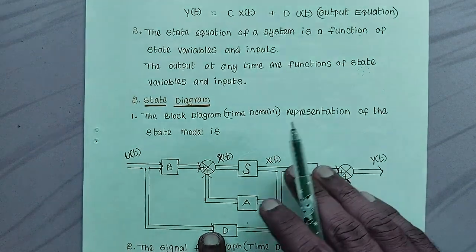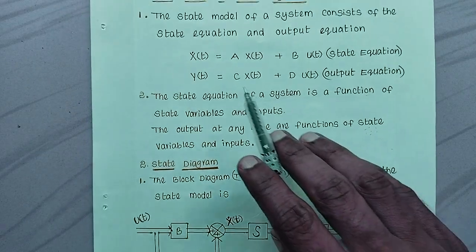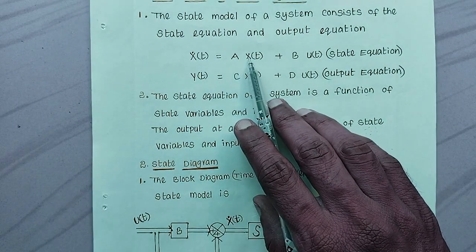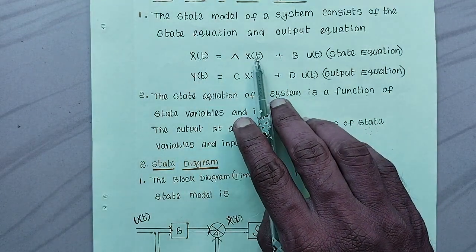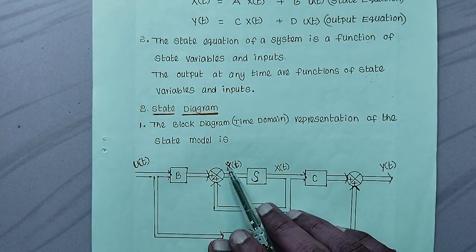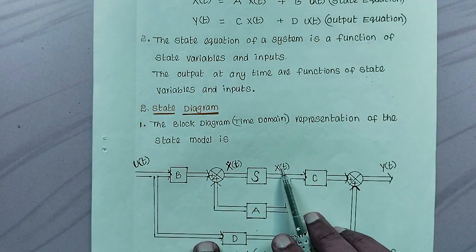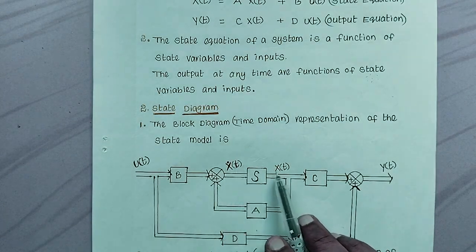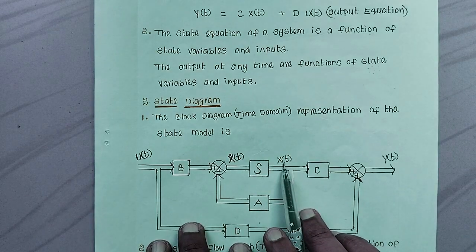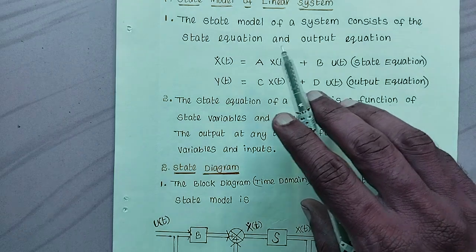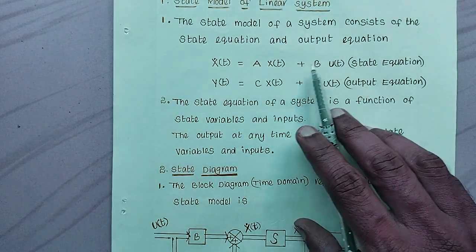So the block diagram in time domain representation of the state model is, here x dot t equal to a x of t plus b u of t. The relation between x dot t and x of t is, x dot t is the differentiation of x of t. So if you take integration of this, you get x of t. So integration of x dot t is x of t. Now let us get x dot t: x dot t equal to a x of t plus b u of t.